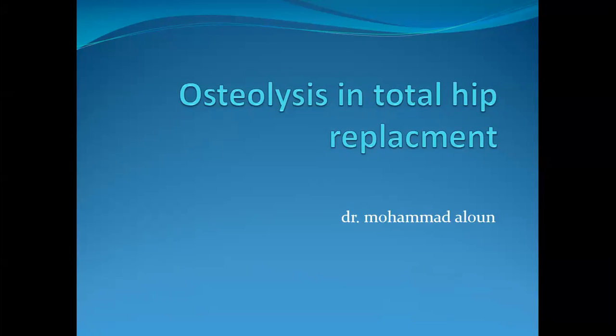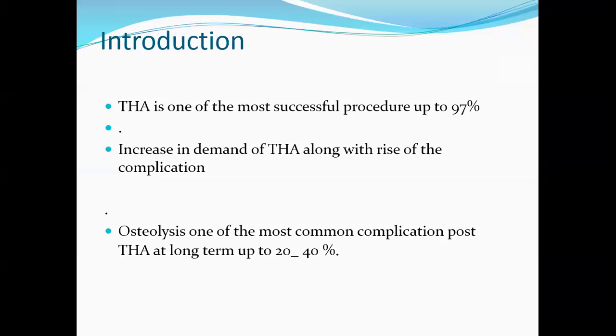Hello everybody, today we'll talk about osteolysis and total hip replacement. In general, total hip arthroplasty is one of the most successful procedures. It's reached up to 97%. So with the increasing demand for total hip arthroplasty, the complications of total hip are also rising. Why osteolysis? Because osteolysis is one of the most common complications post total hip arthroplasty in the long term, up to 20 to 40%.